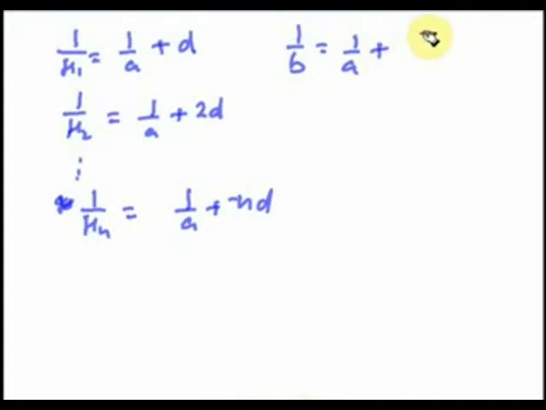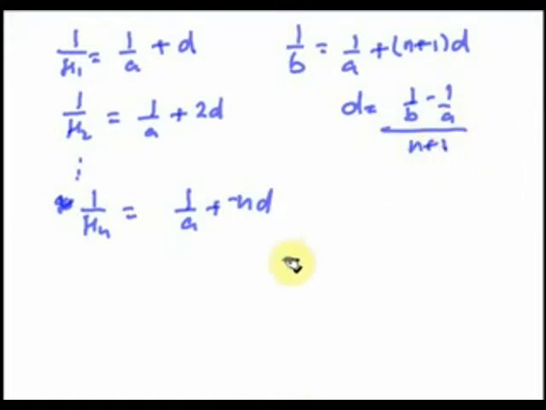and the value of 1 by b is equal to 1 upon a plus n minus 1 into d, where n is equal to n plus 2, because the total number of terms are n plus 2. This will become n plus 2 minus 1, that is equal to n plus 1 into d. We get the value of d is equal to 1 by b minus 1 by a upon n plus 1. We have the value of d, we have the value of n, so we can solve any equation.